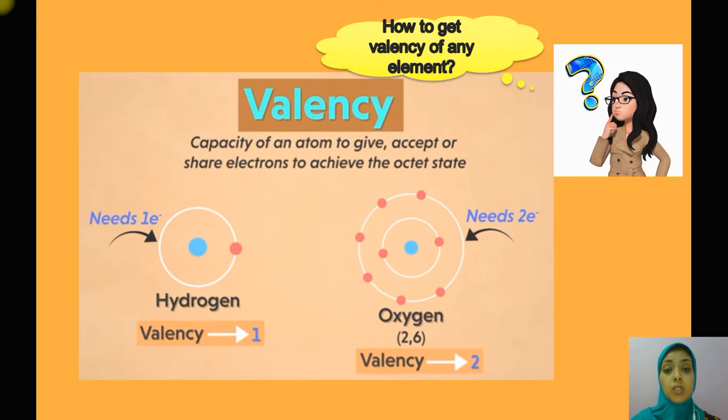What about the oxygen? Oxygen has 8 atomic number. The configuration for the oxygen is 2, 6. So does the oxygen need to gain or lose electrons? Yes, of course. It needs to gain 2 electrons to complete the second energy level with 8 electrons. So the valency is the 2 electrons that the oxygen needs to complete the outer energy level. So the valency of oxygen is 2. This is the way we know the valencies of every element.